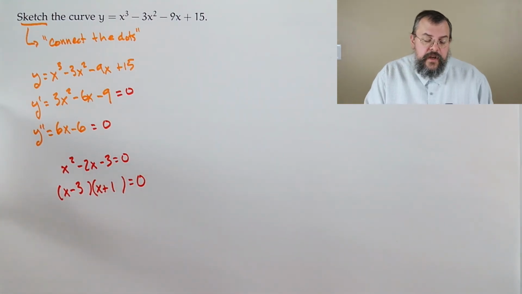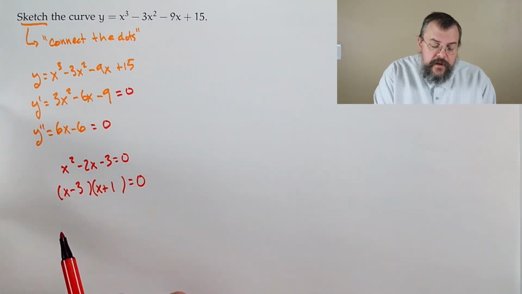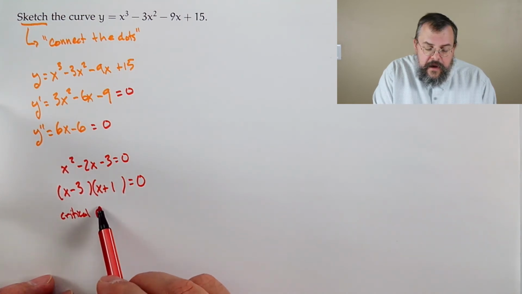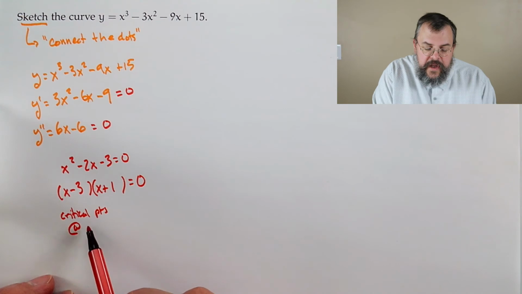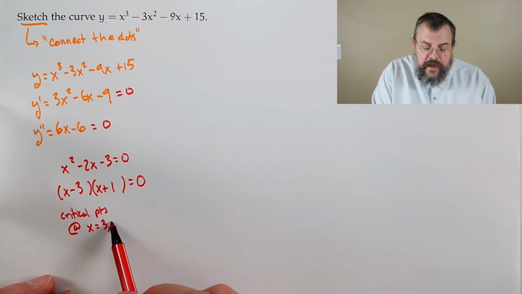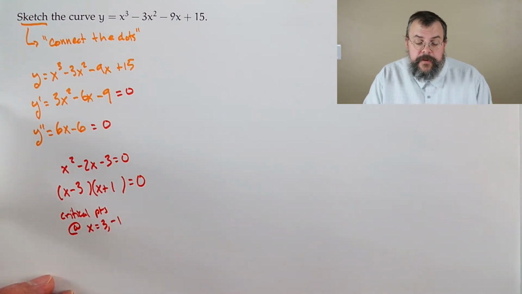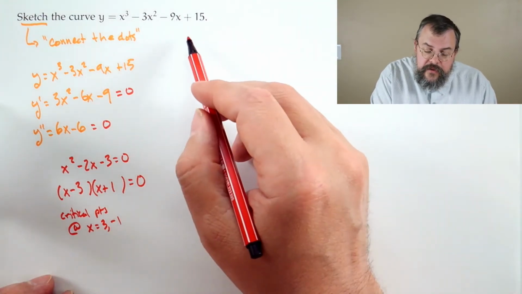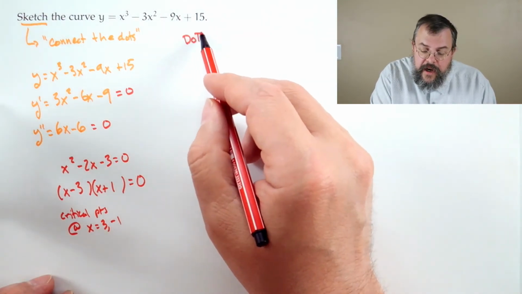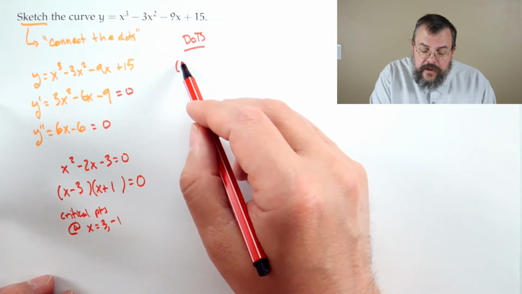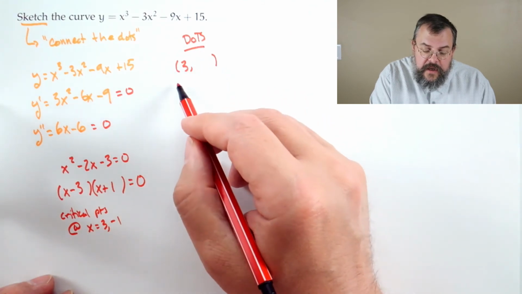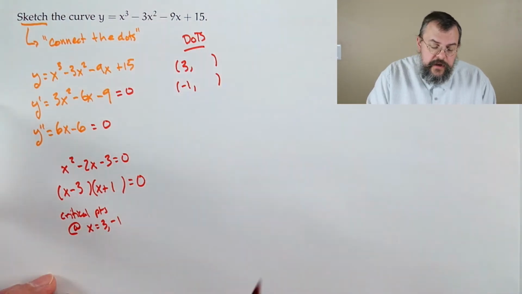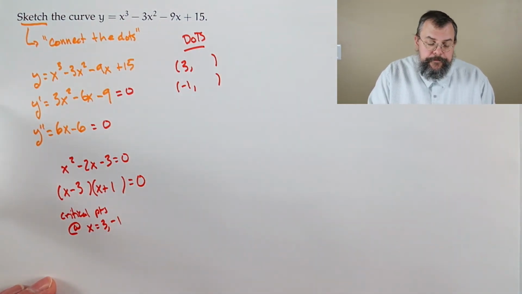Good. All right, so that means the critical points are at x equals 3 and x equals negative 1. Okay, so we should add them to our list of dots. So let's make a list of dots. We have a 3 comma something and a negative 1 comma something. We'll figure out what goes there a little bit later on.